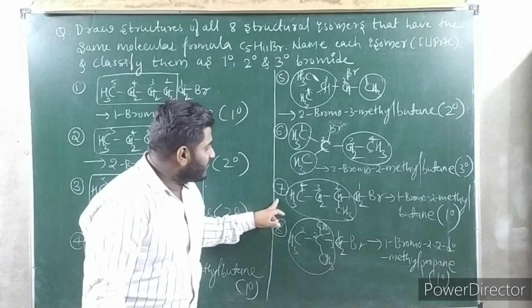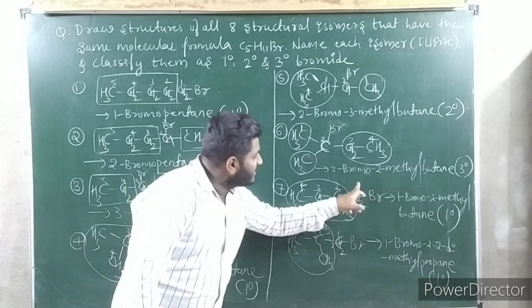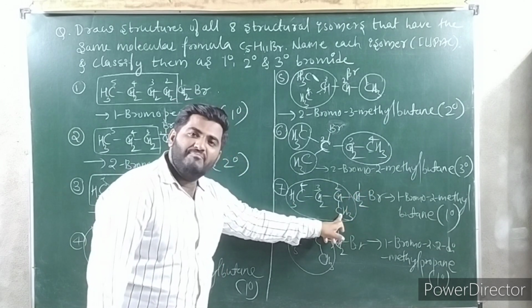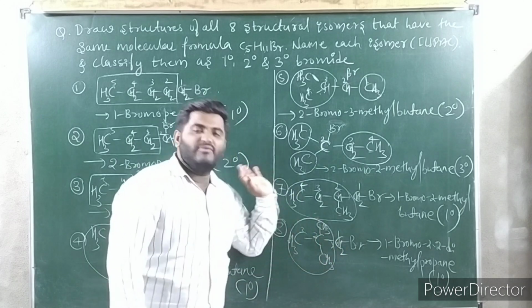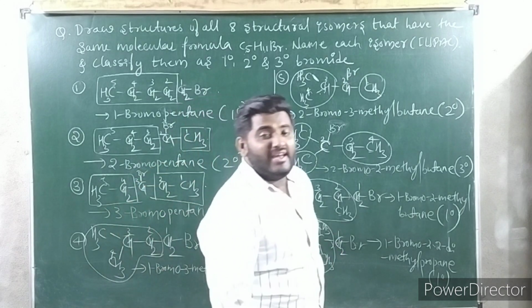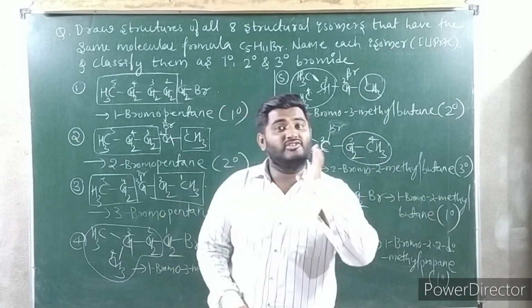For the remaining 2, in the first straight chain only you have to write bromine attached carbon, and next to that you have to add one CH3. And in the last case, bromine attached carbon, and next to that one more CH3 we have to add. So these are the 8 possible ways, 8 possible structural isomers.